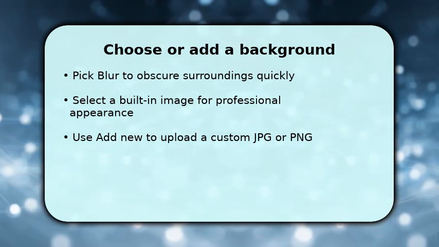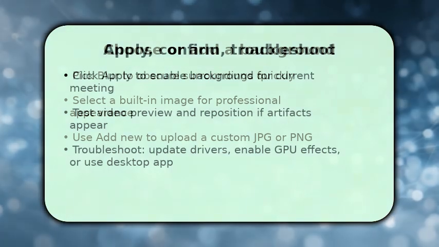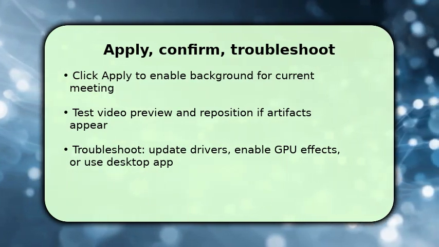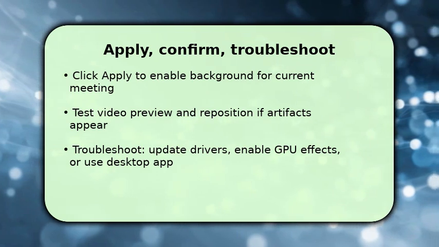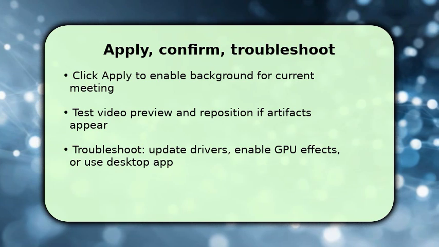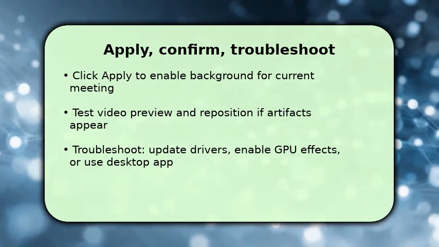You finish by clicking Apply to activate the chosen background for the current meeting. This commits the change immediately. Then confirm in the preview that your outline is clean and that no distracting artifacts remain. If edges flicker, reposition further from busy backgrounds and adjust lighting.